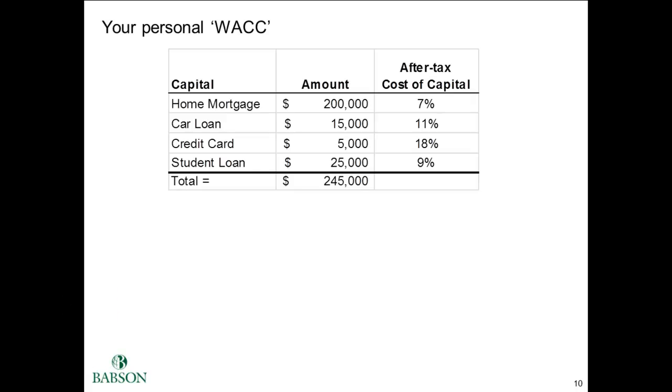You have four different types of borrowing. You've got a mortgage for $200,000, and the interest rate on that mortgage is 7%. You've also got a car loan for $15,000 at 11%, credit card debt for $18,000, and a student loan at a 9% rate. So you've got total debt on your balance sheet of $245,000. This is the amount of financing that you are employing on your personal balance sheet.